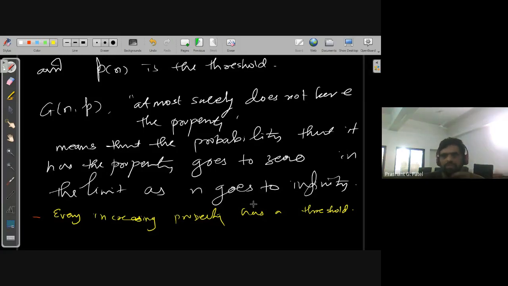Now there is a definition of a sharp threshold. So the next definition is a sharp threshold.